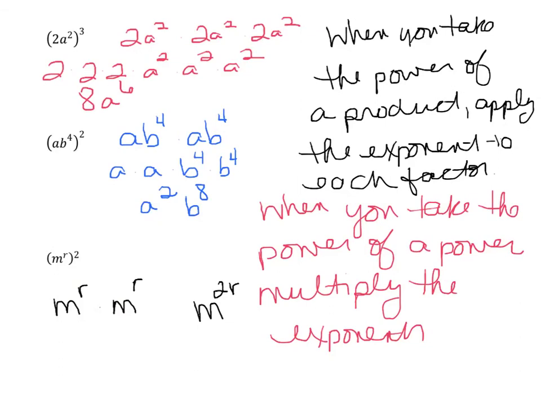What that means, if you look at this first problem, 2 to the third power, 2 times 2 times 2. So you applied this exponent to the 2, and then you had a squared to the third power. You multiplied 3 times 2, which is how you got a to the 6th.